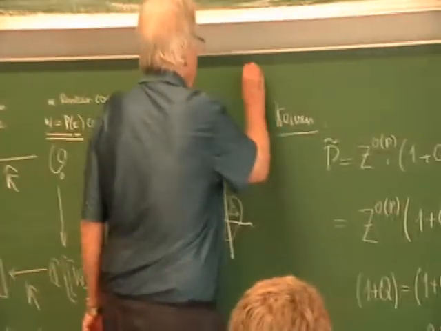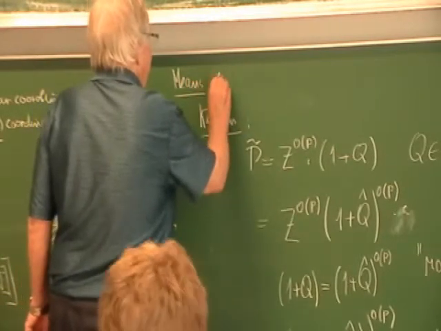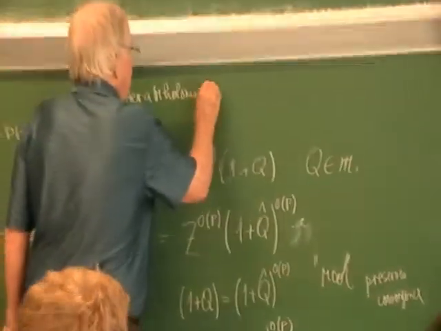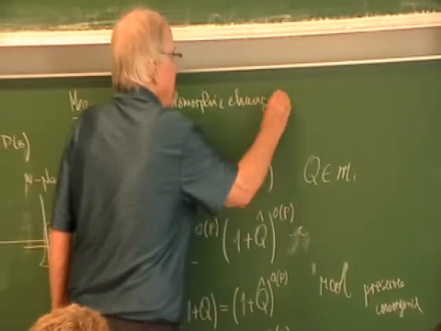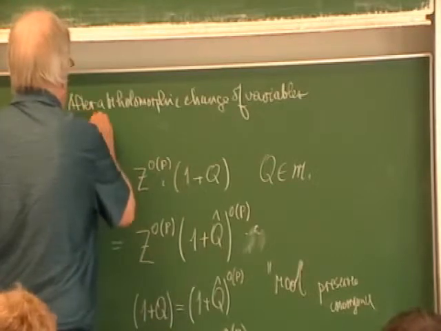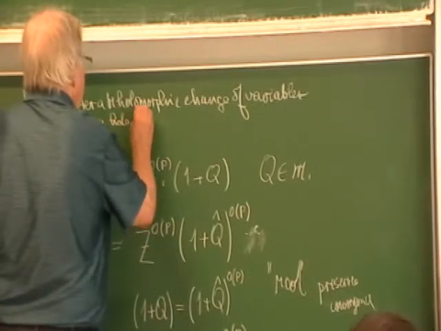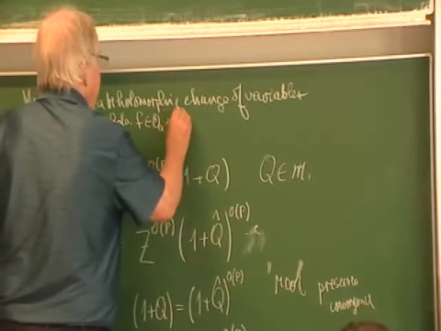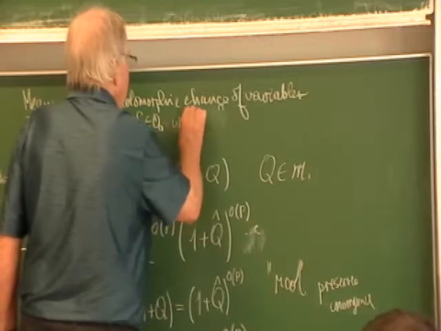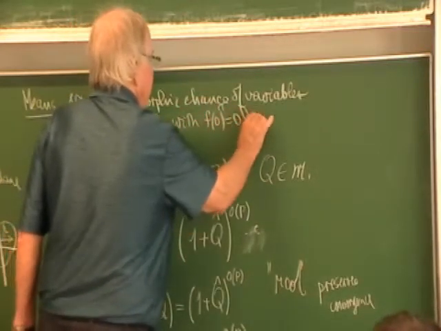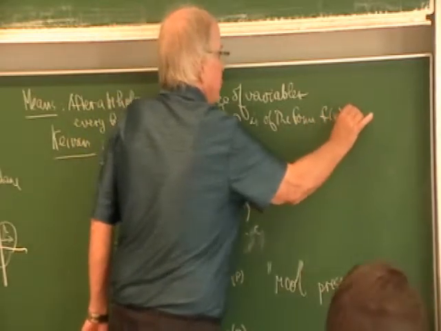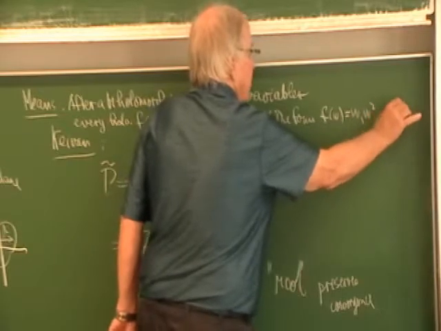So it means after a biholomorphic change of variables, every holomorphic function f, which I regard in the local ring, with f of 0 equals 0, is of the form f of w equals w squared, or something like that. W, okay, whatever.